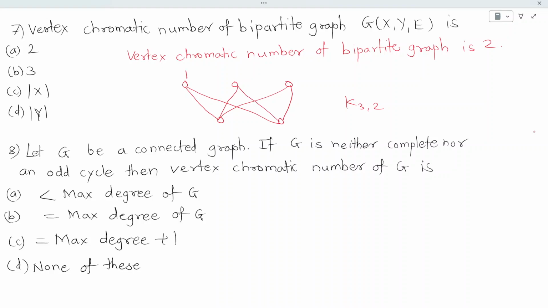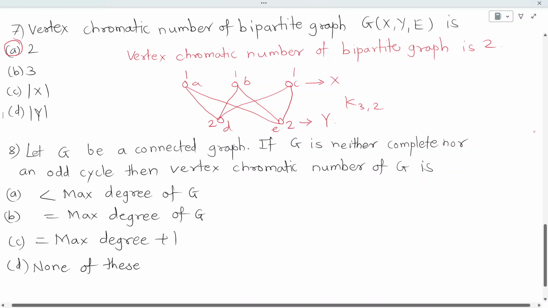So we can assign the same color to vertices in set X. Suppose A, B, C are the vertices in set X and D and E are vertices in set Y. So we can assign the same color to A, B, C and another color, the same color, to D and E. So you can easily color a bipartite graph using only 2 colors. So the vertex chromatic number of a bipartite graph is 2. So option A is the correct option.